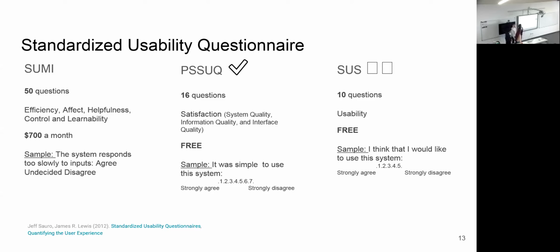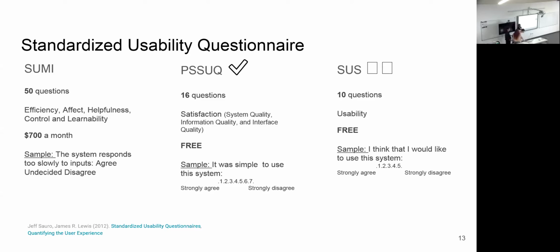So it is easier to compare questionnaires, to collect metrics itself, and then to communicate about the results with others. And here are the most popular questionnaires listed: SUMI, PSSUQ, and SUS. SUMI consists of 50 questions. It tests efficiency, effect, and so on. It costs $700 a month. It's expensive for us.